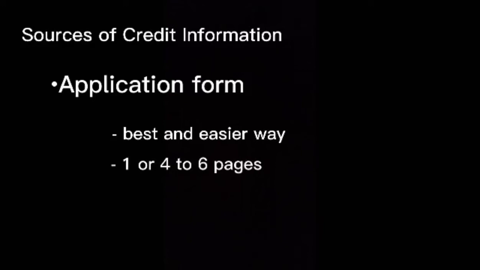The first one is the application form. For me, this is the best and easiest way to gather information, because you just have to give the form, which normally ranges from a single page to as many as 4 to 6 pages, and the customer will just fill up the necessary information being asked on the form. In installment credit, a new application is often filed for every new purchase. There must be a person in charge to assist customers in case they don't know how or what to answer some questions being asked on the application form.